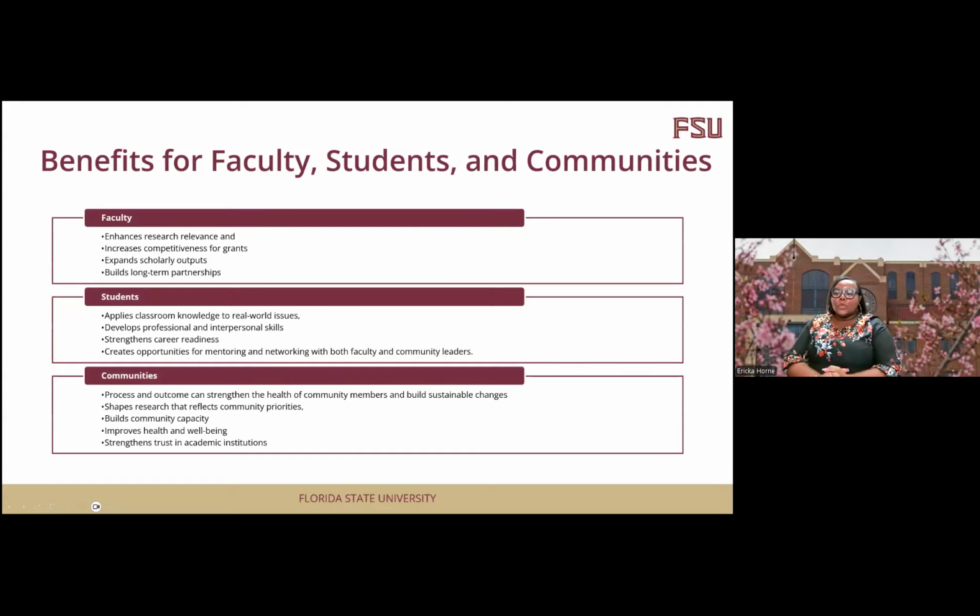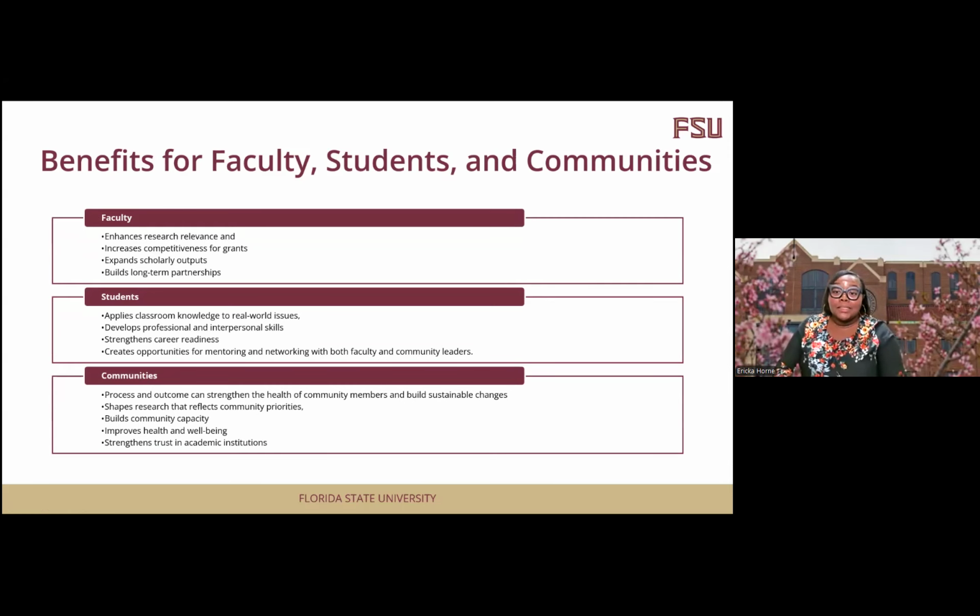So for those who are faculty, it enhances research relevance. It increases your competitiveness for grants. So being able to actually say that you have community involved in your research, that's important because it shows that you've already made relationships with stakeholders. A lot of the different grants coming out now, they want to see that you already have partnerships. They don't want to see that you're looking to create partnerships. They want to see letters of support from people that you have already built relationships with.